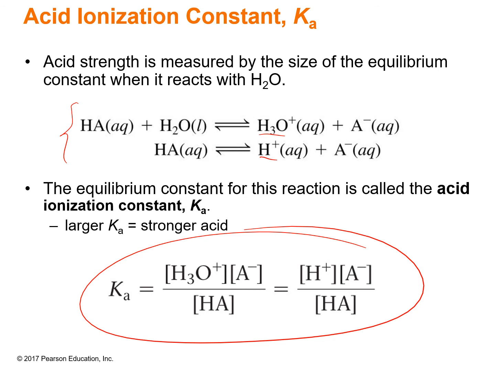Why do we call it an acid ionization constant? Because in order to measure the strength of an acid, we have to measure its dissociation or its ionization in a solution. The larger the Ka, the stronger the acid. Why would that be? Well, a stronger acid means that we have more hydrogen in solution, right? So therefore, if the numerator increases, Ka will increase. Therefore, a higher Ka indicates a higher concentration of hydrogen, which indicates what? A stronger acid.